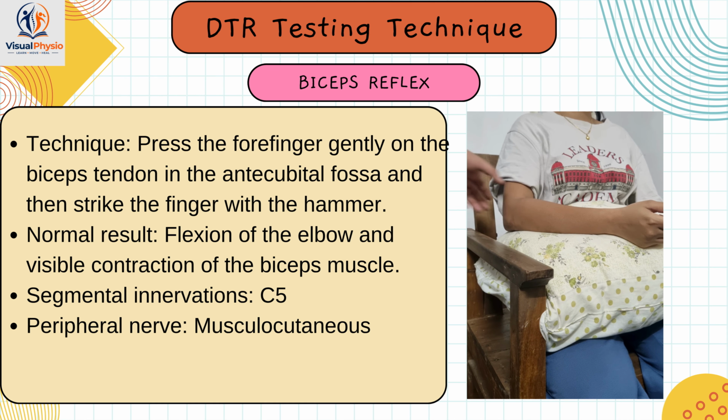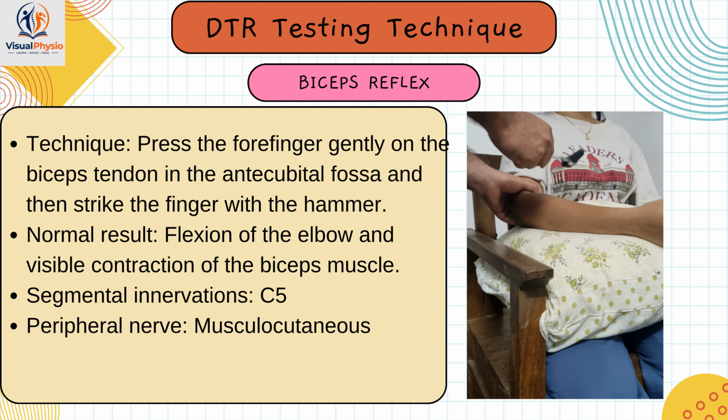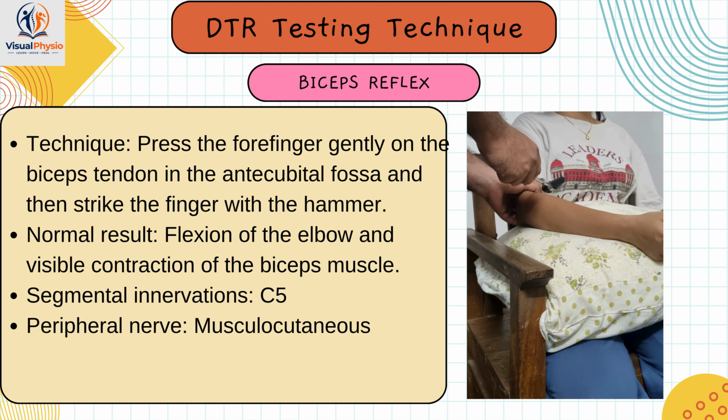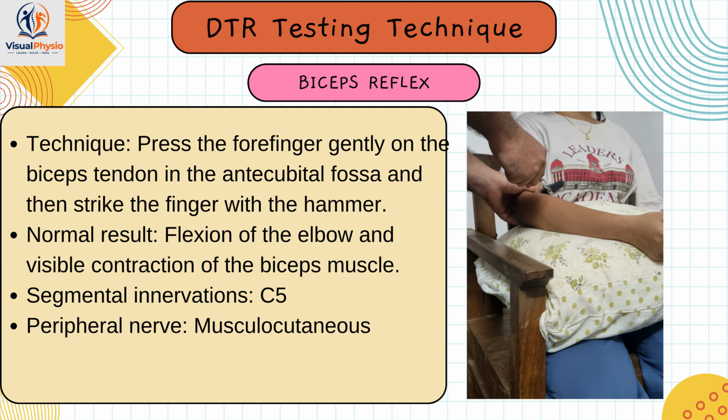First is the biceps reflex. You will press the forefinger gently on the biceps tendon in the antecubital fossa and then strike the finger with your hammer. You will see a normal flexion of the elbow and visible contraction of the biceps muscle.